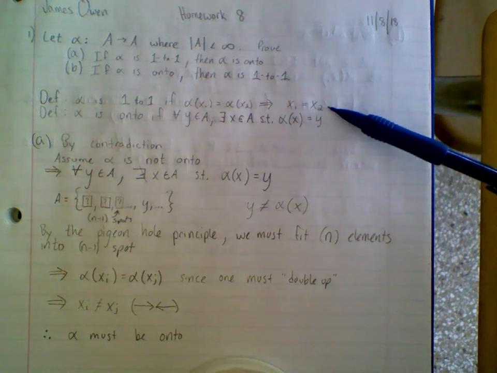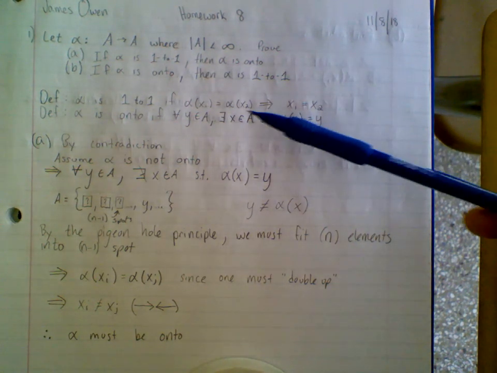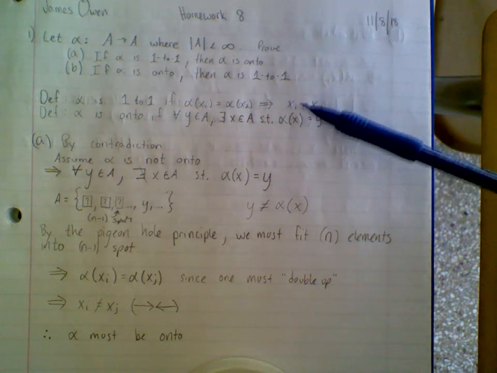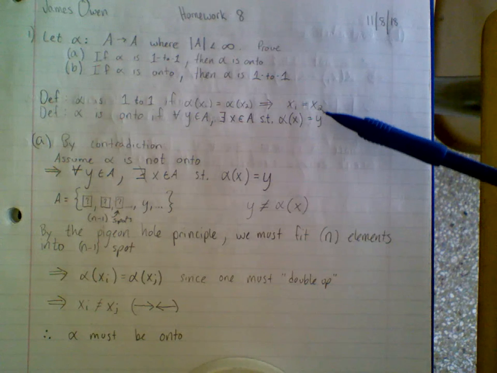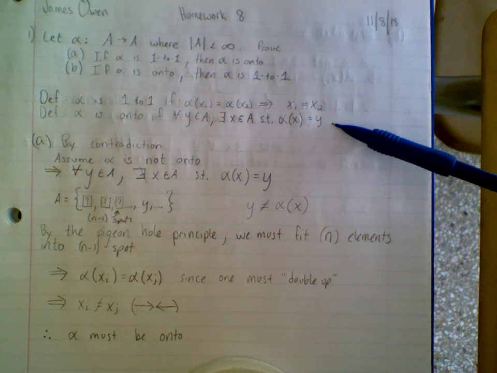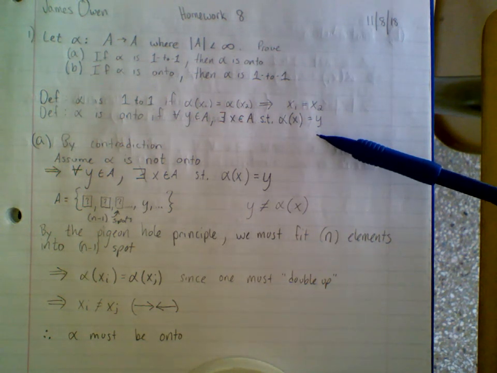So we're going to have two definitions. One is that alpha is 1 to 1 if alpha of x1 is equal to alpha of x2 implies that x1 equals x2. And alpha is onto if for all y in A there exists an x in A such that alpha of x equals y.